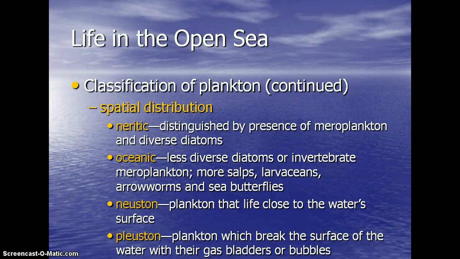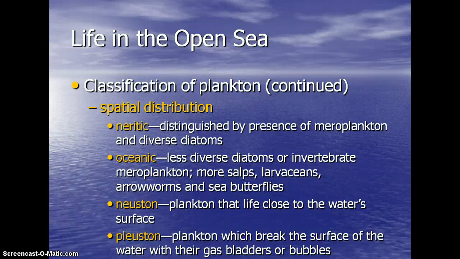Other ways, we will classify plankton based on its spatial distribution. So the neritic zone, okay, the water column that is above the continental shelf, has its own composition of plankton, so it's considered to be neritic plankton. Oceanic plankton, okay, will be found in the open ocean, and you'll have fewer diatoms and invertebrate meroplankton and more things like salps and larvaceans. And arrowworms and sea butterflies, all of which are things that we will talk about this cycle.